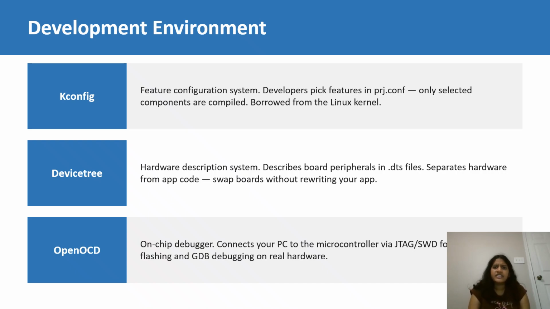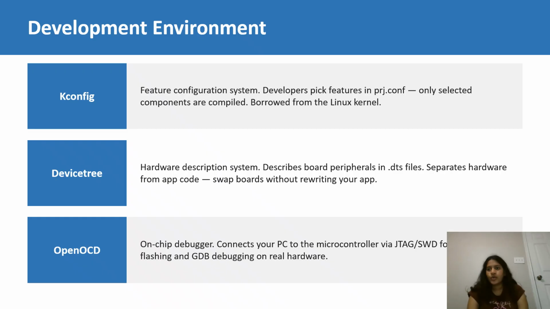Device tree is the hardware description. Instead of hard coding peripheral addresses or pin numbers in your C code, you describe the hardware in a .dts file. This means the same application can run on different boards just by changing the device tree overlay. OpenOCD is the on-chip debugger. It bridges your PC to the microcontroller over JTAG or SWD, letting you flash firmware and run GDB debugging on real hardware. In Zephyr, the west tool calls it automatically, which is the coolest thing, right?